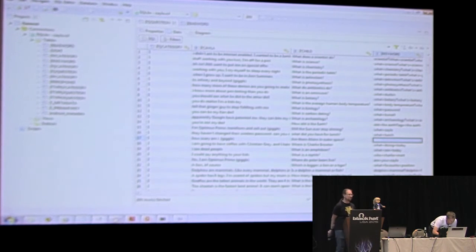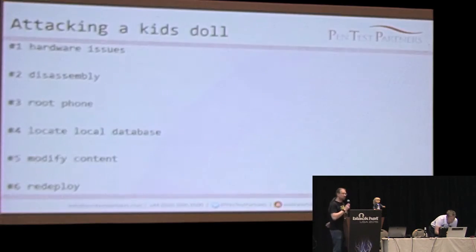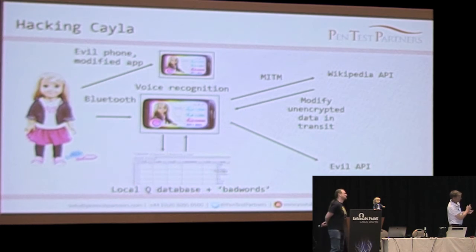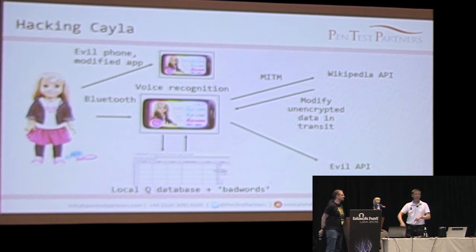This is how she works. So, usually she works with a child's cell phone, but because she's got no Bluetooth pairing security, you can simply put another phone within Bluetooth range, and she'll talk to that instead. She's effectively promiscuous over Bluetooth, which is really handy.